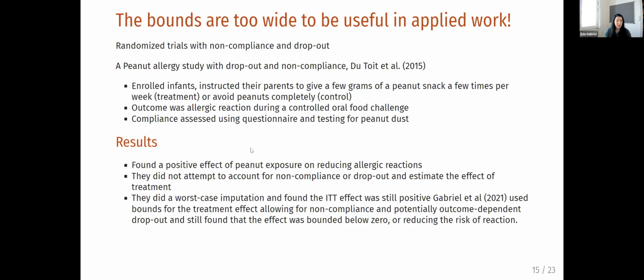Their original results found a positive effect of peanut exposure on reducing allergic reaction, but they didn't really attempt to account for non-compliance or dropout other than doing the worst case scenario imputation. So we reanalyzed these data using bounds that accounted for the non-compliance, and we went for the actual treatment effect rather than the ITT. And we see there's a strong effect. We exclude the causal null, and we see that there's a strong effect of reducing risk of reaction when you have been exposed to peanuts. So I think in this case, it is a counterexample to the claim that the non-parametric bounds will always include the causal null, will always just be too wide to be useful. And in this case, I think it's much stronger support of the peanut exposure than the simple worst case scenario imputation of the ITT.